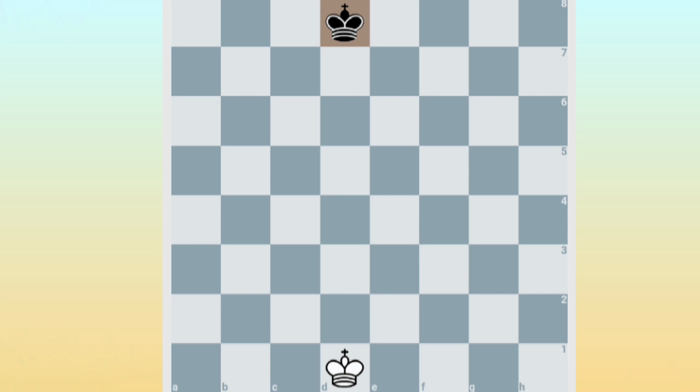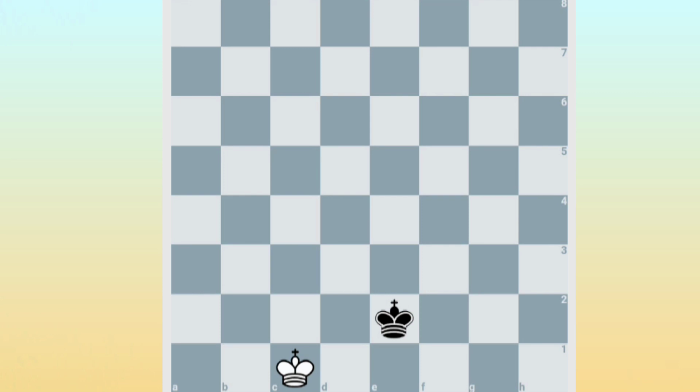So suppose it is black to move. The black king moves to d7, the white king moves to d2, the black king moves to d6, the white king moves to d3, the black king moves to d5, and now it is white to move, and wherever white moves, the white king loses control of one of the three critical squares in front of him, and the black king will reach his target, and the white king can't stop the black king from reaching his target on the other side of the board.